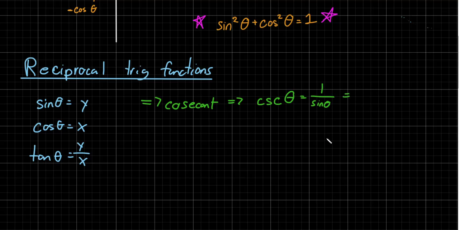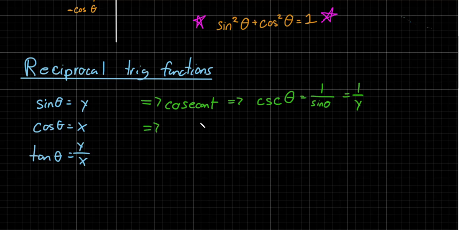So, Benj, if sine theta equals y, what does cosecant theta equal? What does sine equal? Equals y. So all we do is 1 over y. Yep. So cosecant equals 1 over y. So that cosecant is the reciprocal of sine.